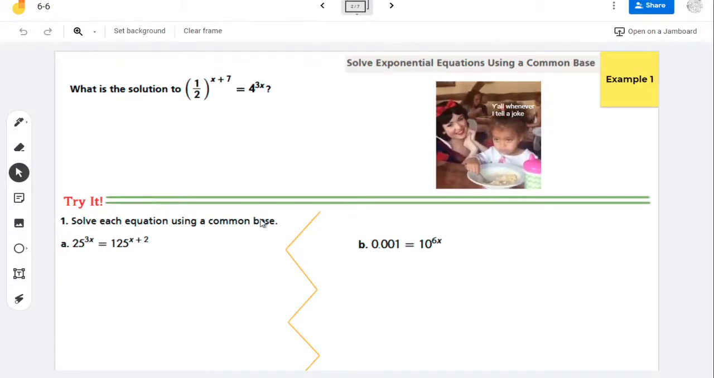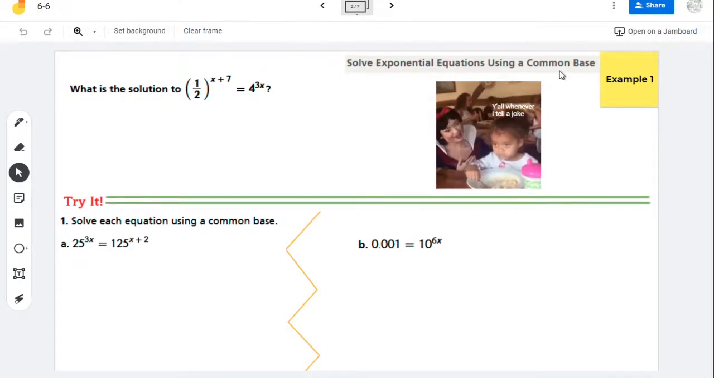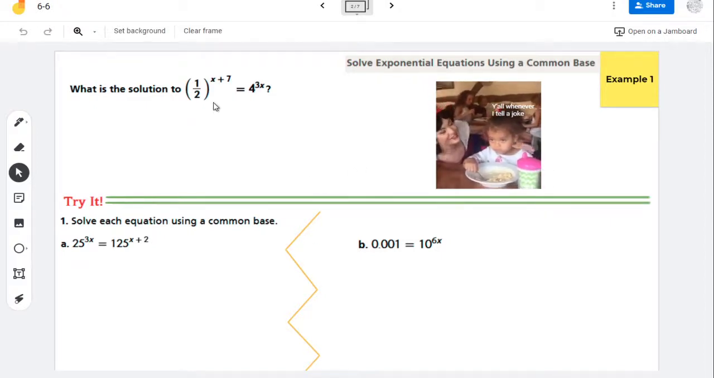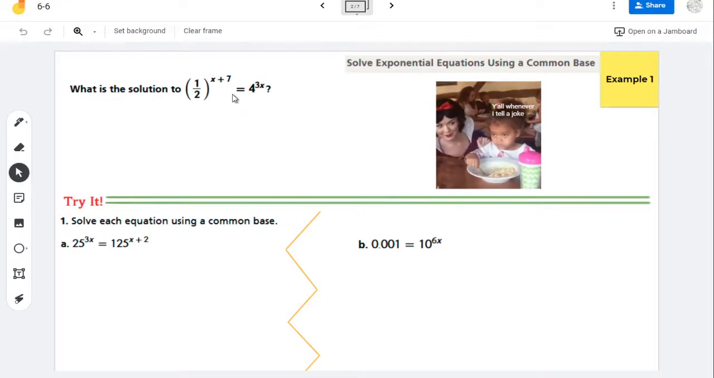In today's video, I'm covering example 1 from lesson 6-6 in the SavvasRealize Algebra 2 textbook. The goal of today's video is to solve exponential equations using a common base. So here in example 1, what I'm actually trying to do is avoid logarithms.